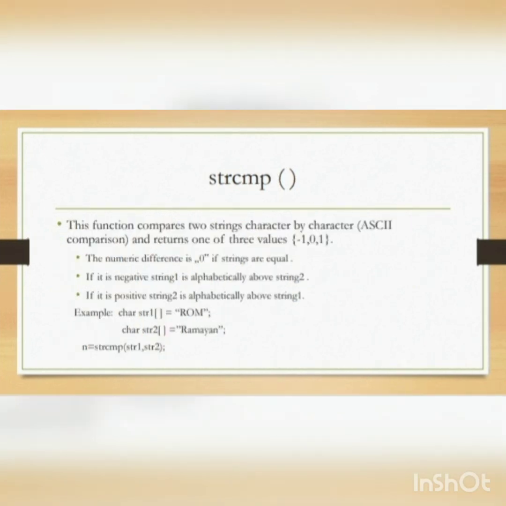strcmp. This is a built-in library function and is declared in the string.h header file. This function takes two strings as arguments, compares them and returns one of three values: -1, 0 or 1. Its syntax is as shown in the presentation.